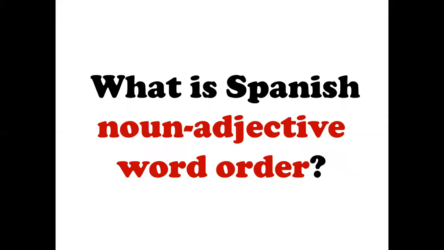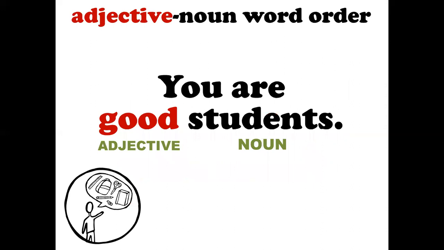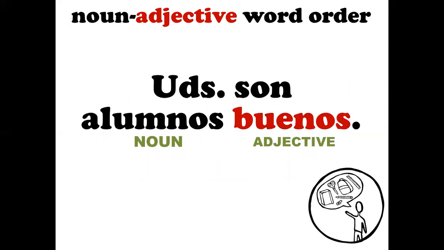So in an English sentence, you say, for example, you are good students. Right? You are good students. The adjective precedes the noun. All right? You are good students. That's adjective-noun word order. But as you can see, in Spanish, the adjective comes after the noun. Ustedes son alumnos buenos.